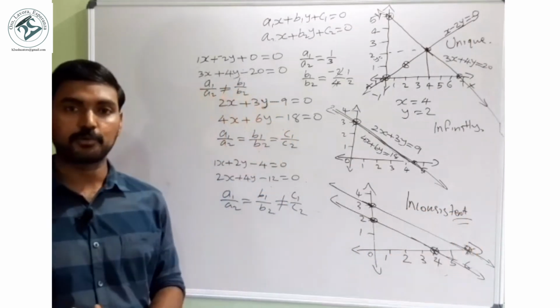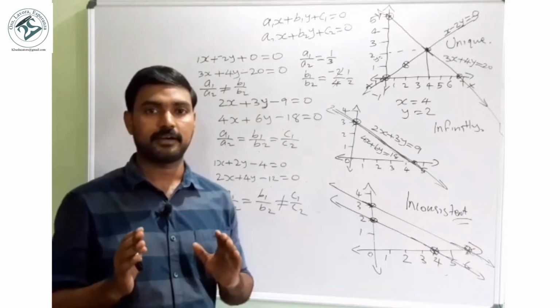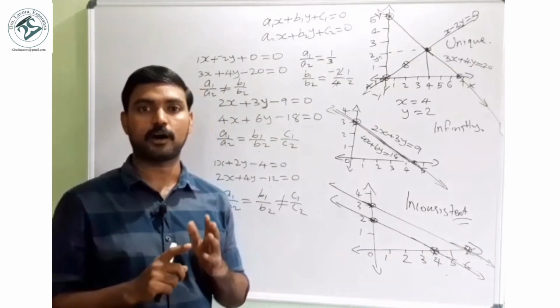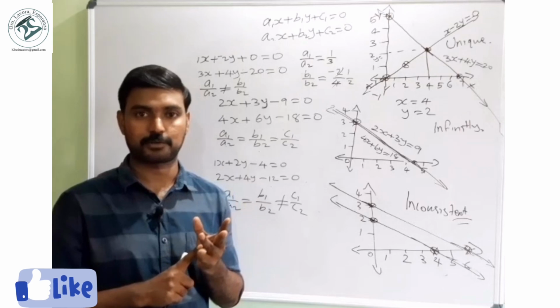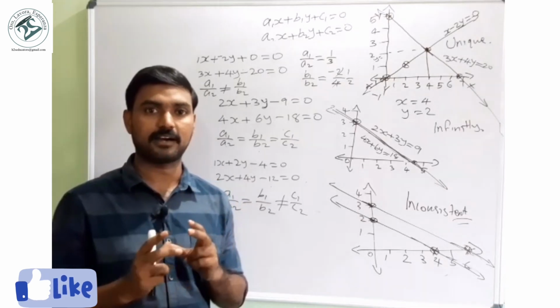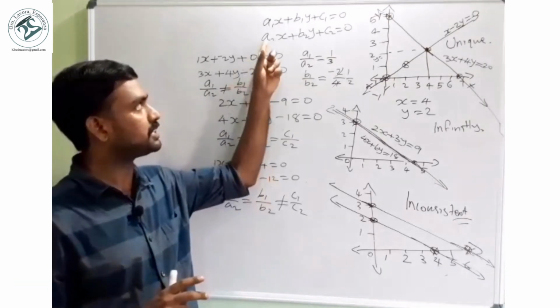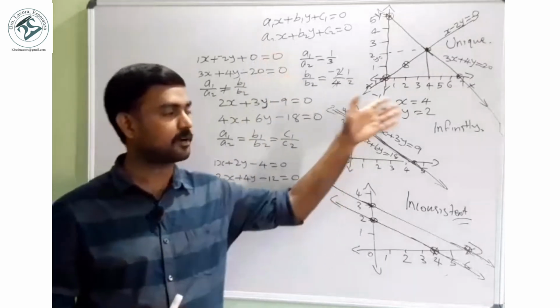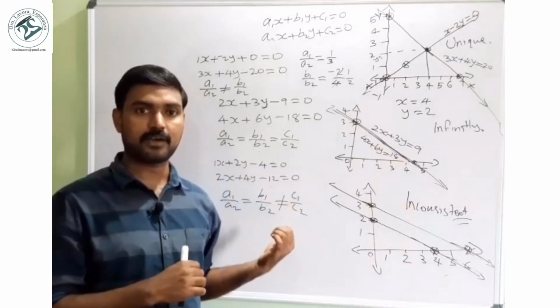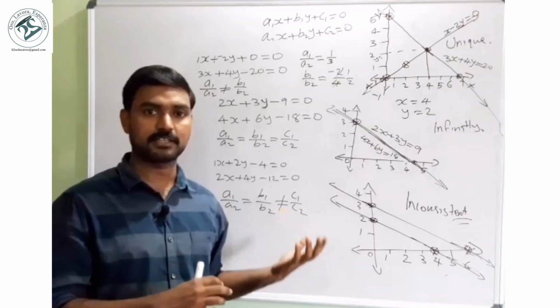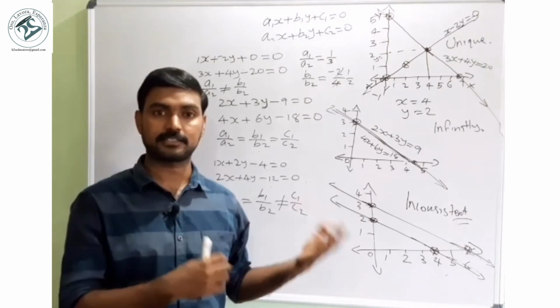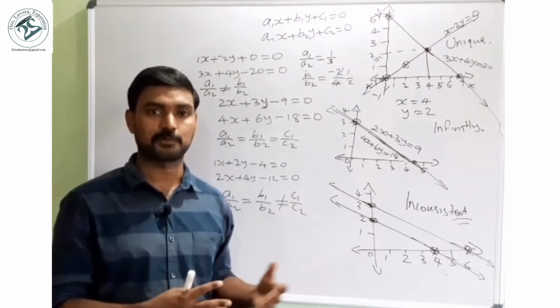So I am going to conclude the lesson. Before that I am going to summarize. Today we studied how to find the graphical solution of a pair of linear equations, and also we studied the relation between the coefficients a1, b1, c1, a2, b2, c2 and the graph of the equations. By checking a1 by a2, b1 by b2 and c1 by c2, we can say whether there is a solution or not and which type of solution.